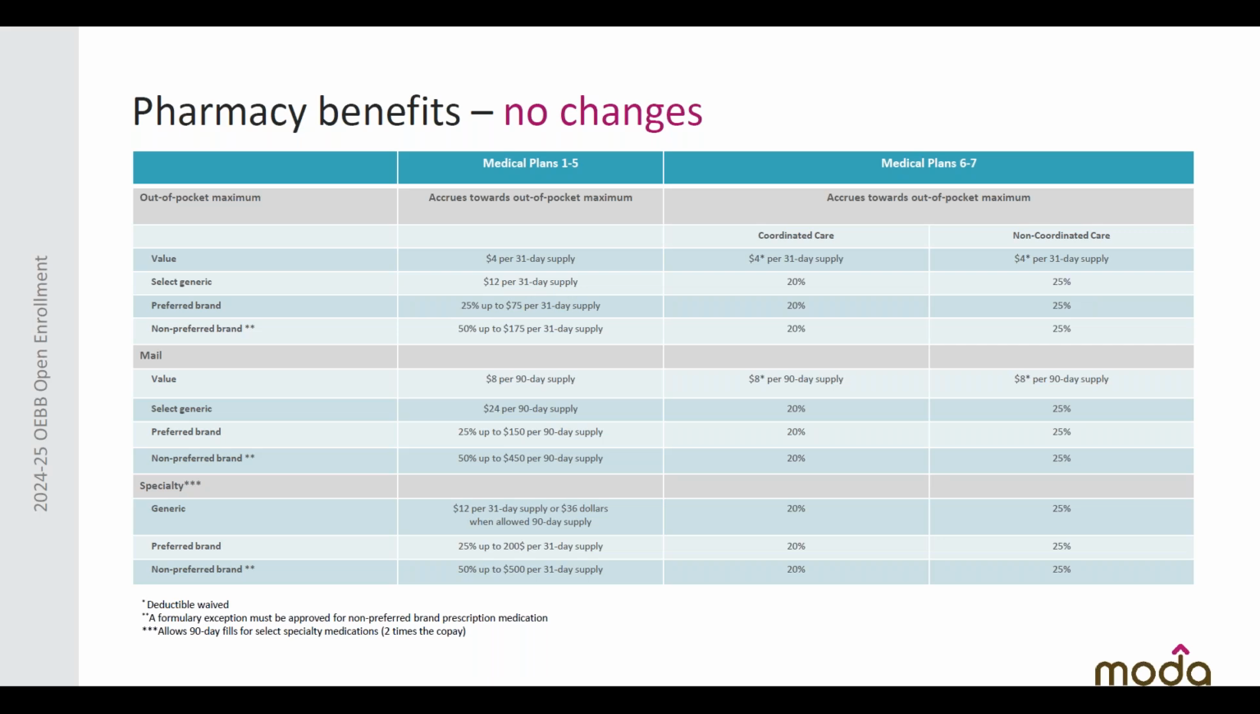Again, plans 6 and 7 are your high deductible health plans, meaning you have to meet your deductible first before insurance pays for anything. That includes your pharmacy, unless it's a value tier drug. So if you're normally paying $300 for that prescription, you'll be paying that amount until you meet your deductible.